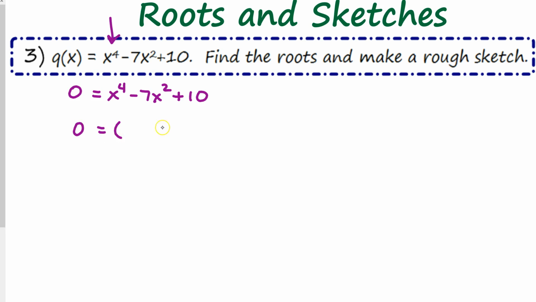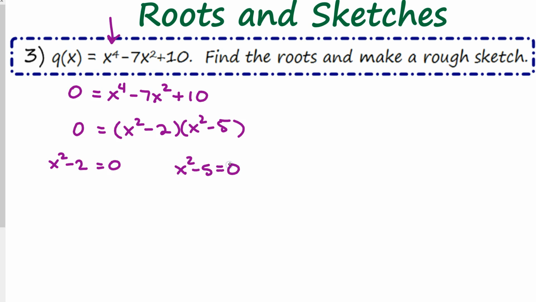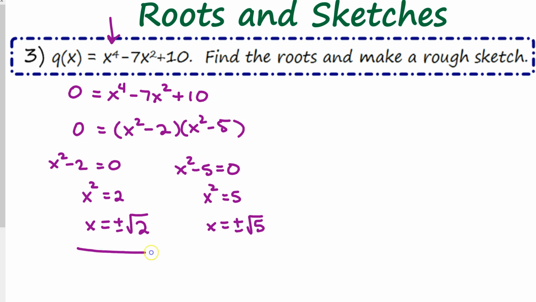And then we can factor this into x squared minus 2 times x squared minus 5. We can set each factor equal to 0. Now, these aren't factorable any further, so we're not going to get it down to linear factors. However, each of these equations can be solved using the square rooting method. So if we add 2 to both sides and then square root both sides, we have x equals plus or minus square root 2. And then for the other one, we add 5 to both sides and square root both sides, and we have x equals plus or minus square root 5. So those are the roots.